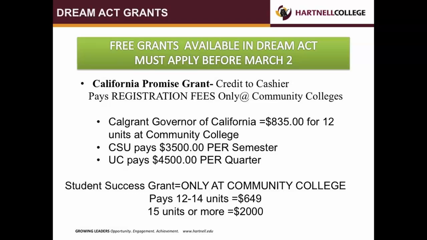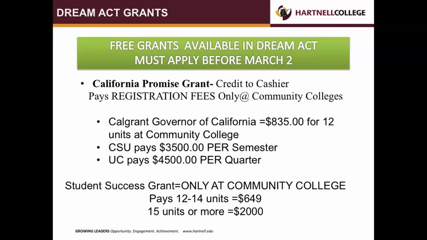The free grants available in the DREAM Act are the California Promise Grant. It is a credit to the cashier, and it pays the registration fees only at community colleges. The Cal Grant is money from the governor of California, and it pays approximately $835 for full-time students at a community college. At a CSU, it pays approximately $3,500, and at the UC, it pays approximately $4,500 per quarter. But a student must apply for the DREAM Act before March 2nd.